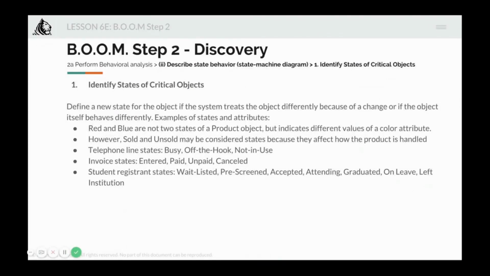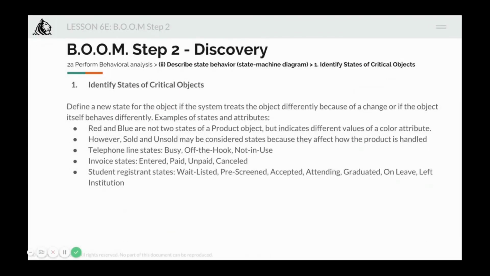Now within the state machine diagram, the first step is to identify states of critical objects. So how do you do this? You define a new state for the object if the system treats the object differently because of a change, or if the object itself behaves differently. If there is no difference, then only a piece of information about the object has changed. You can modify a piece of information about the object by using attributes, right?